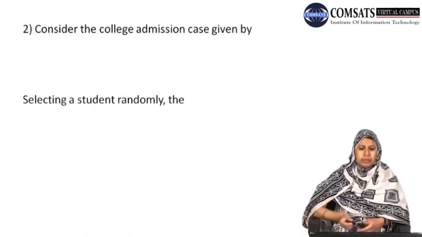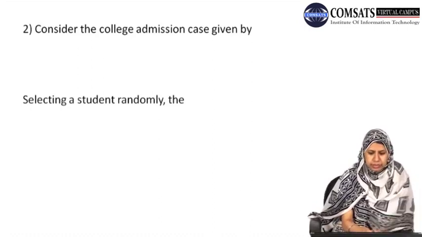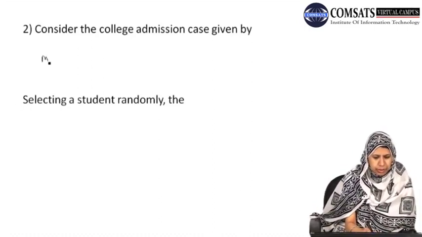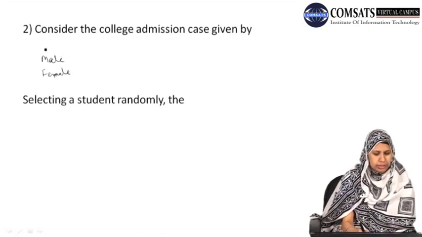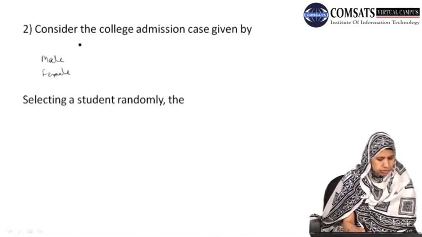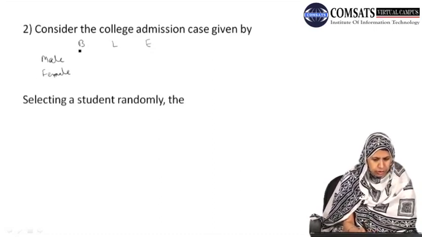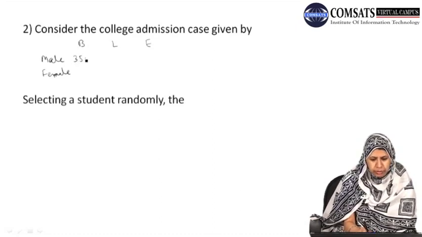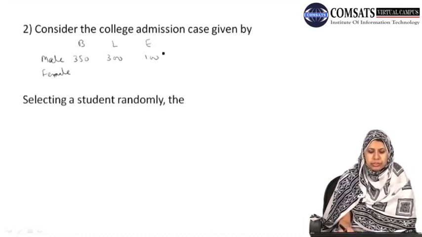We consider one more example. The example says that we are considering the college admission case given by the following table, with respect to the sex and with respect to the subject. It is the same example which we discussed in our previous lecture, that is we have the subjects as business, law and engineering, and we are considering the college admission for the first year of college, and we say that 350 male students will study business, 300 male students will study law and 100 male students will study engineering.